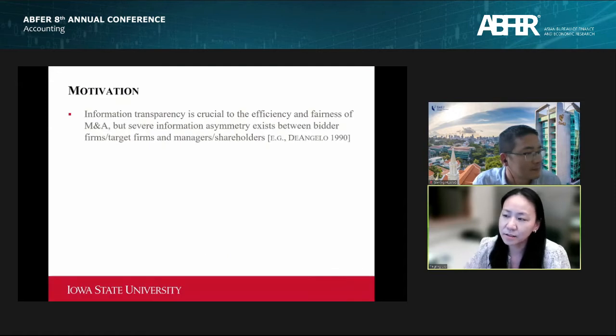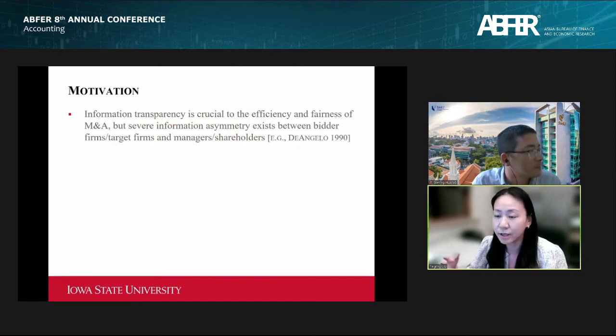So let me start with the motivation of our paper. In mergers and acquisitions, there is a severe information asymmetry problem because so many parties are involved in an M&A transaction. We have information asymmetry between the acquirer and the target, between managers and outside investors, like insiders and outsiders, and even among investors. The M&A transaction is complicated, and it involves a lot of steps.